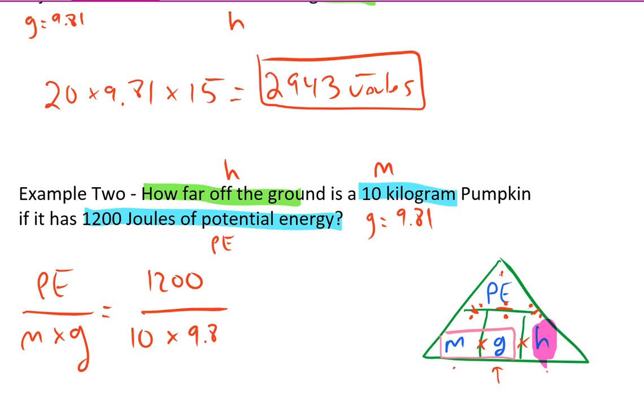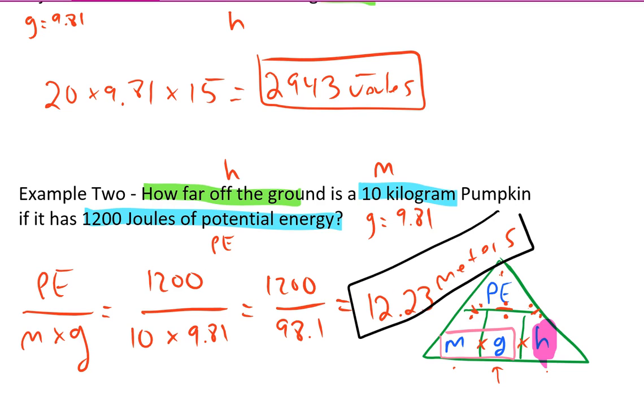So I'm going to show lots and lots of work. 10 times 9.81 is going to be 98.1 on the bottom, and the 1,200 goes across also. So now we just punch this into our calculator. 1,200 divided by 98.1 gives me my answer, which means this pumpkin is 12.23 meters off the ground. Okay, so that's going to be my answer for this one.